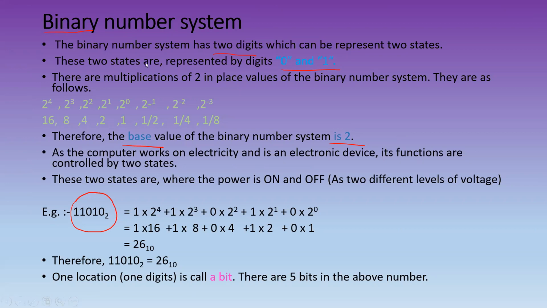Not like the decimal number system. Now, if you take the place values of this particular one, 11010, right? You have to take the place values as 2 to the powers, 2 to the power ones, right? Starting from 2 to the power 0 again here.